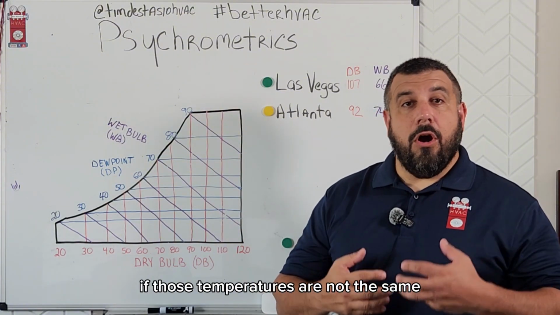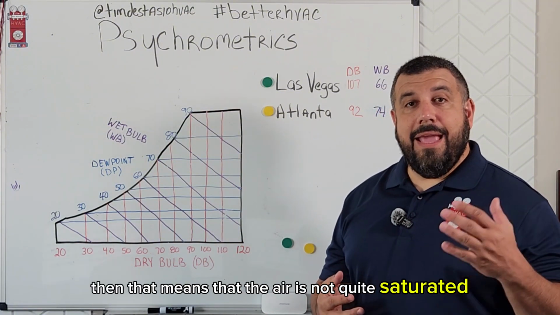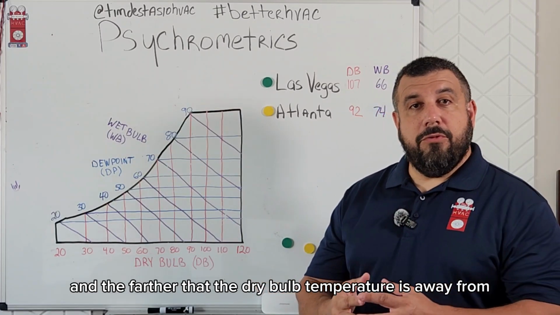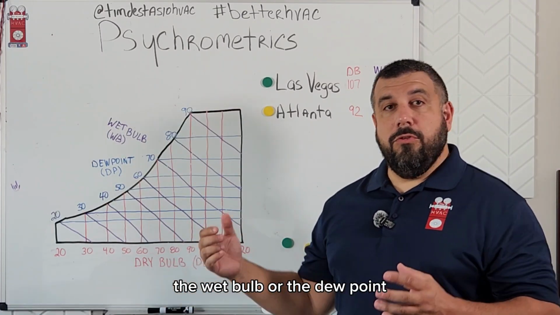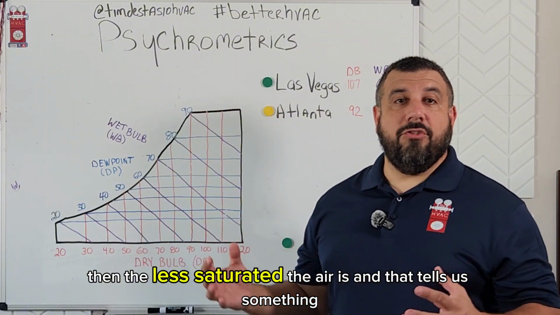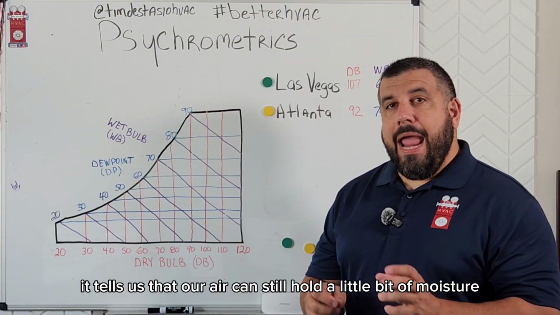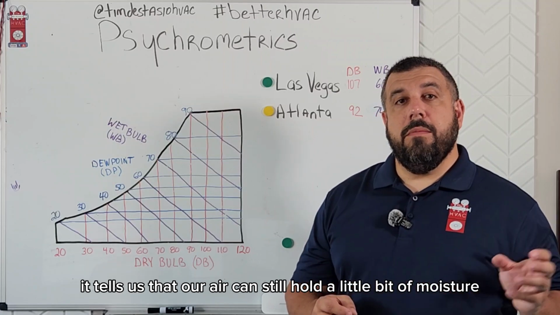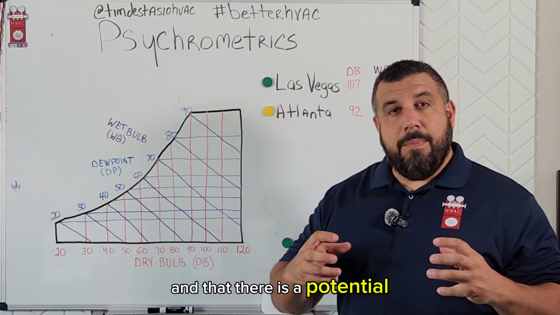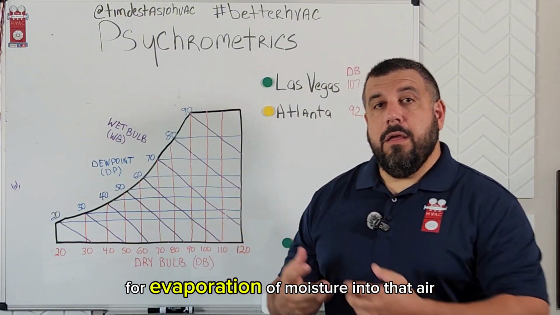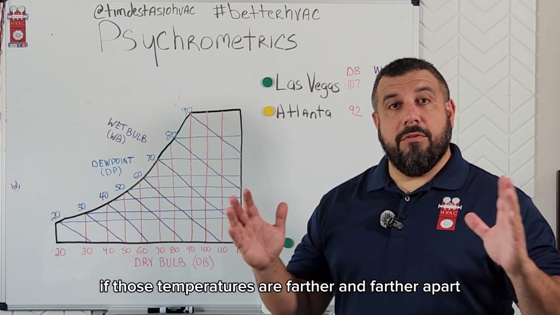If those temperatures are not the same, then that means that the air is not quite saturated. And the farther that the dry bulb temperature is away from the wet bulb or the dew point, the less saturated the air is. And that tells us something. It tells us that our air can still hold a little bit of moisture and that there is a potential for evaporation of moisture into that air if those temperatures are farther and farther apart.